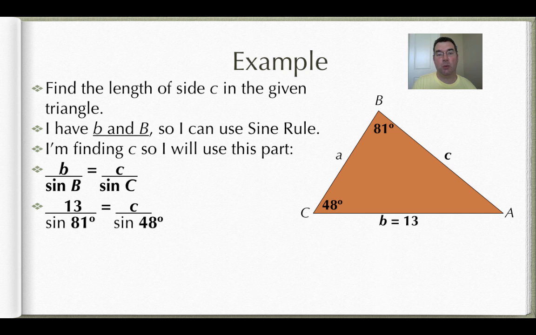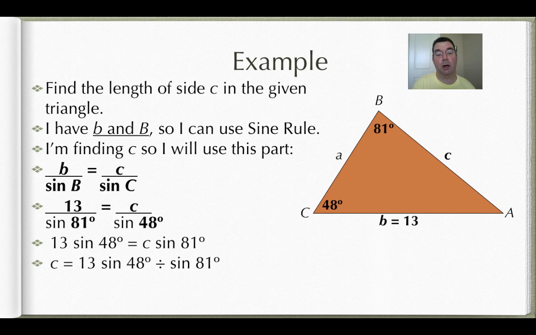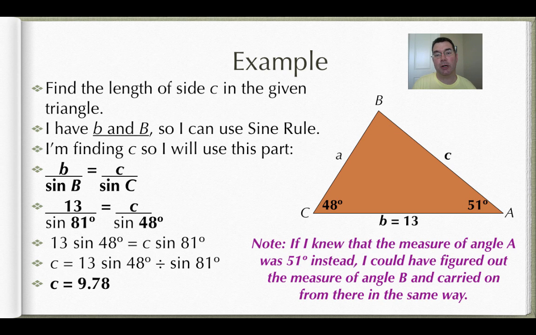All right, and I plug in what I know. 13 over the sine of 81 degrees is equal to c over the sine of 48 degrees. So if I cross multiply, I get that 13 times the sine of 48 equals c times the sine of 81. So if I divide both sides by the sine of 81, I will get my value of c, which is 9.78.